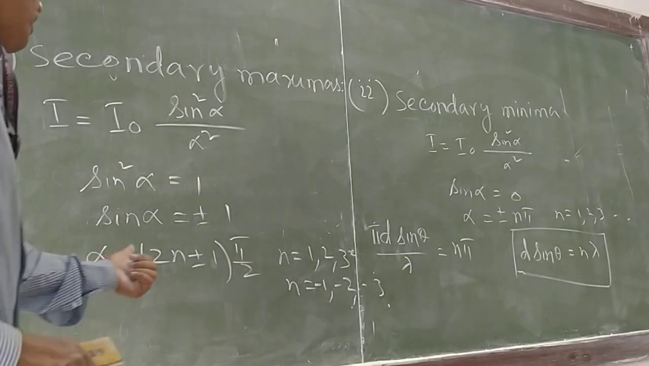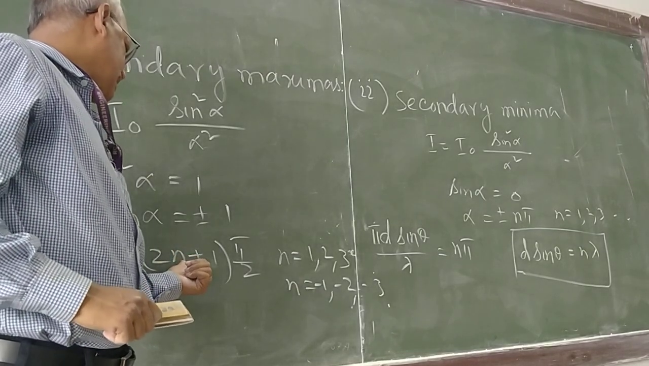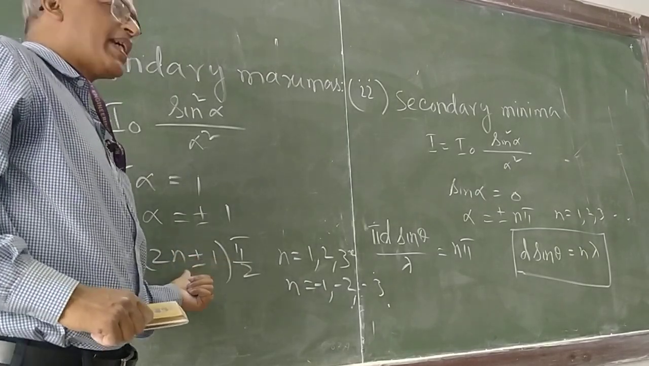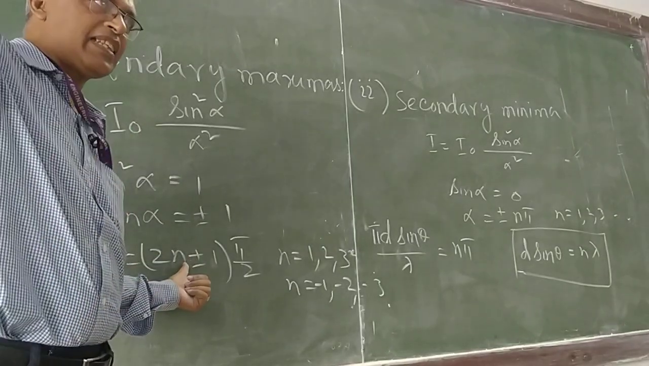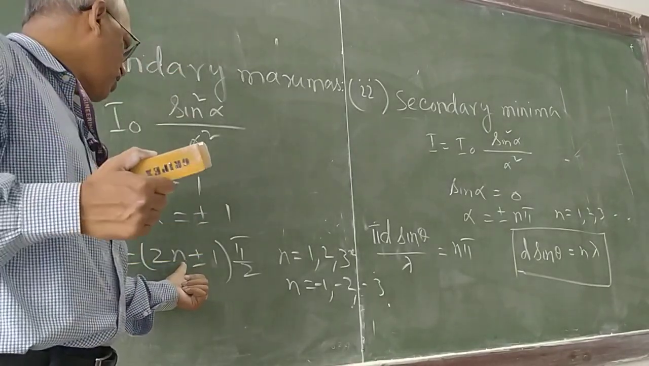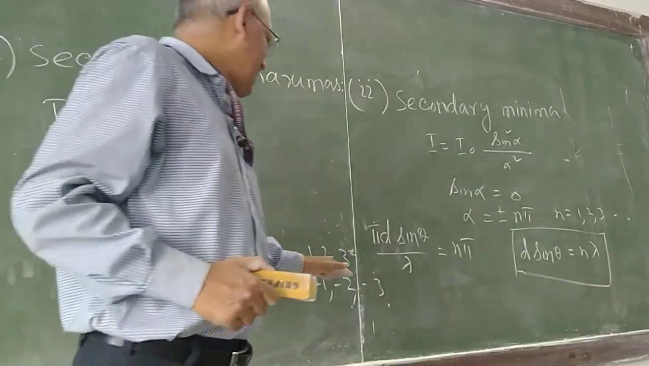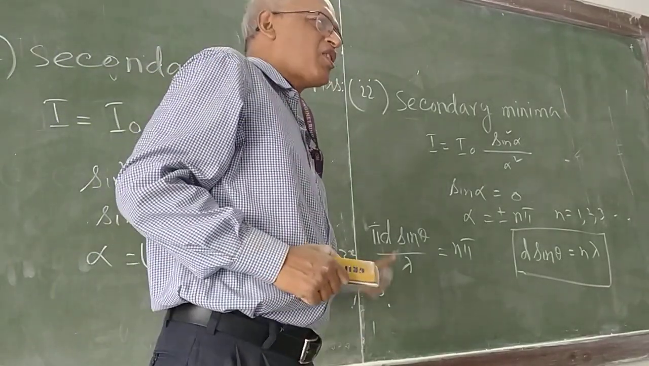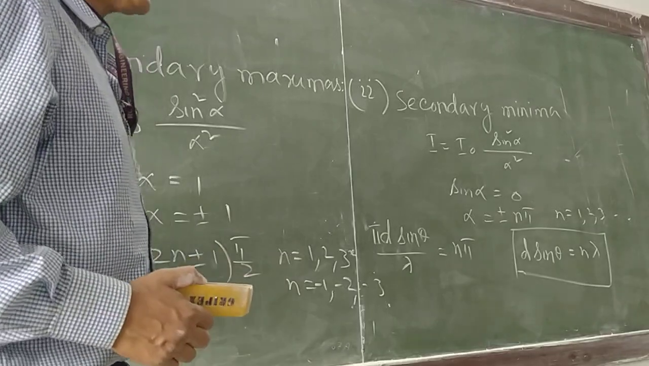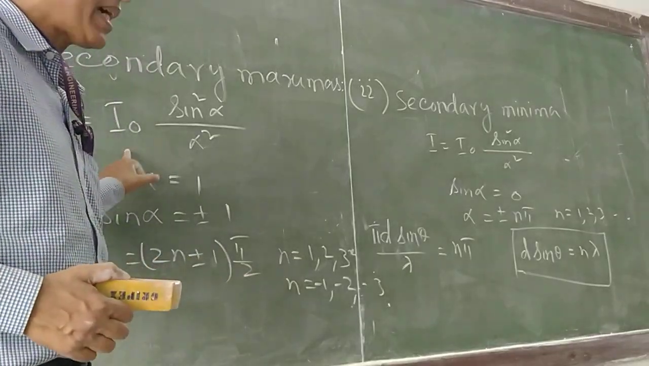For n is equal to 1, it will be 3 pi by 2, and on the negative side it will be minus 3 pi by 2, so n will be minus 1. We will discuss with the plus sign; the minus sign you will get automatically. So this is the condition for secondary maximum.